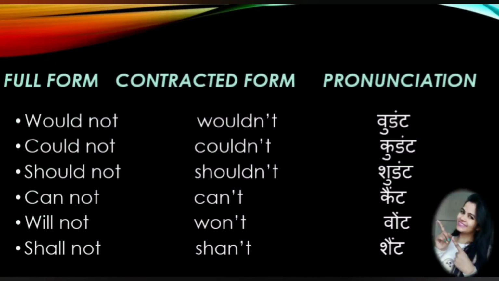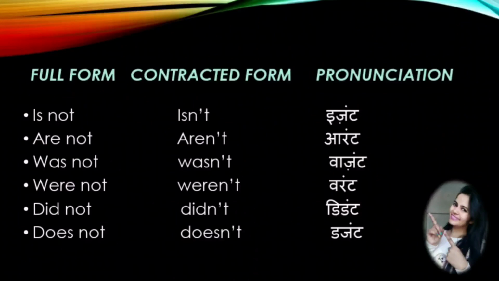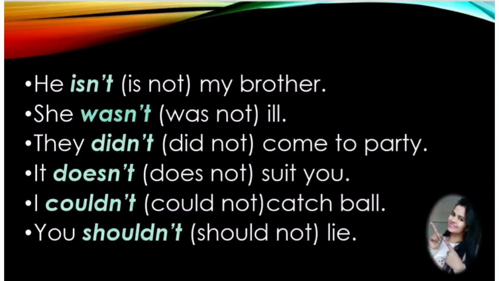Would not becomes wouldn't. Could not becomes couldn't. Should not becomes shouldn't. Cannot becomes can't. Will not becomes won't. Shall not becomes shan't. Is not becomes isn't. Are not becomes aren't. Was not becomes wasn't. Were not becomes weren't. Did not becomes didn't. Does not becomes doesn't.